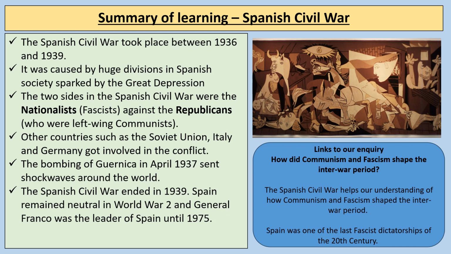The bombing of Guernica sent shockwaves around the world. The Spanish Civil War ended in 1939. Spain remained neutral in the Second World War, and General Franco remained the leader of Spain until 1975.